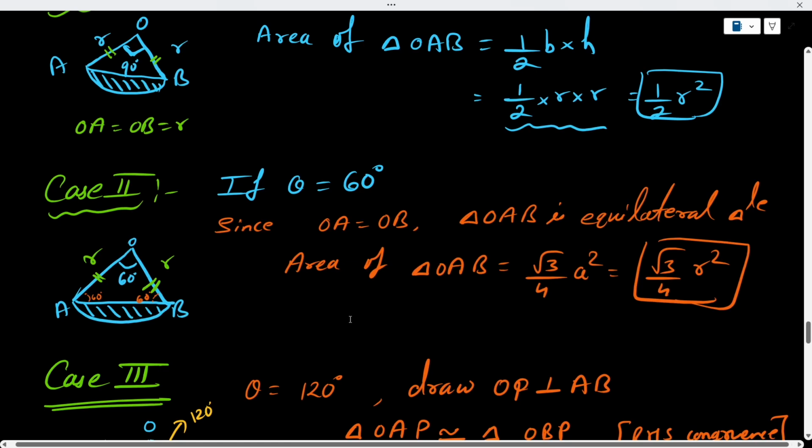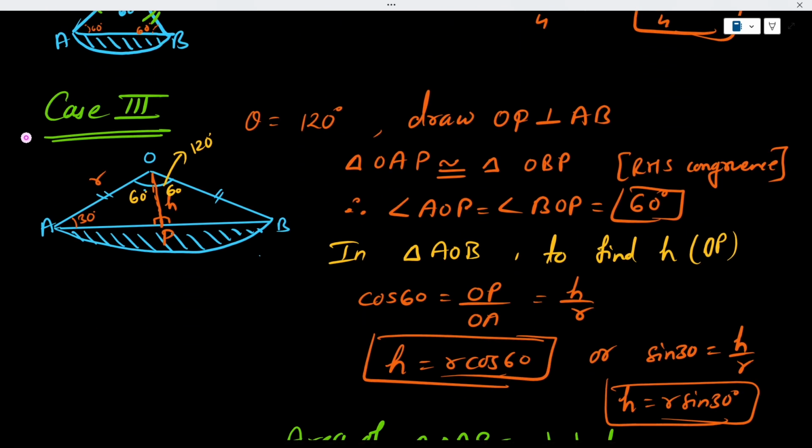Now similarly, the important part here is when it is a 120 degree central angle. Then how will you take it? We'll take half base into height. Because it's an isosceles triangle, this triangle will be congruent to this triangle using RHS. So angle AOP will be equal to angle BOP. So each angle, 120 will become 60 and 60.